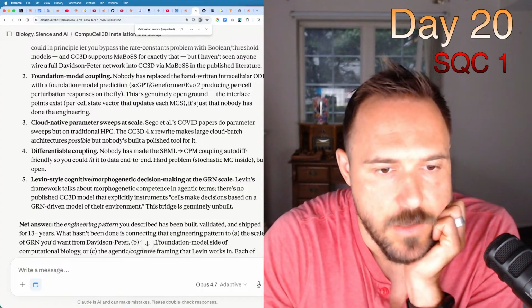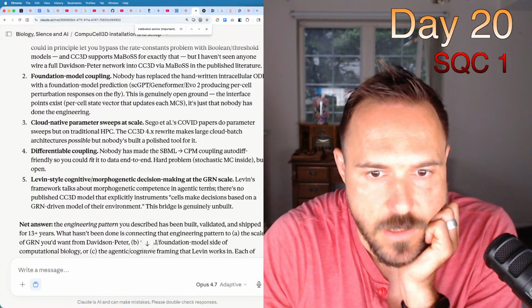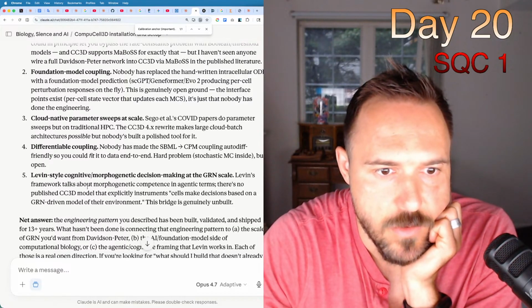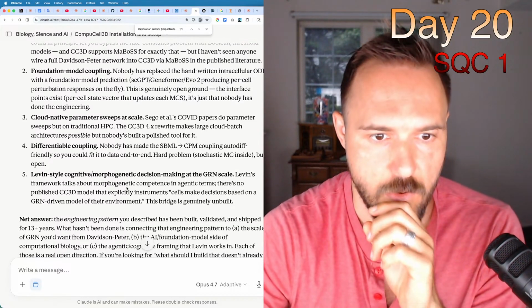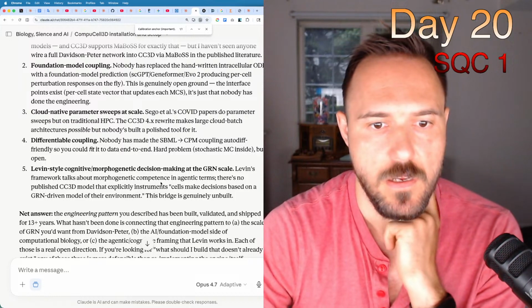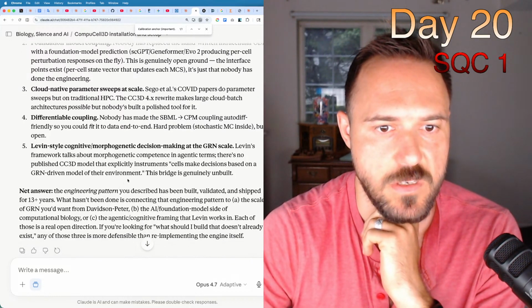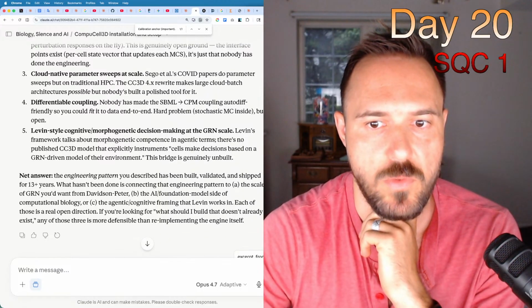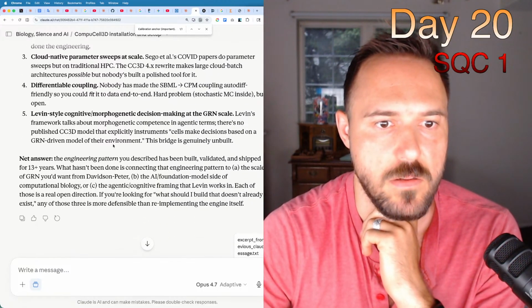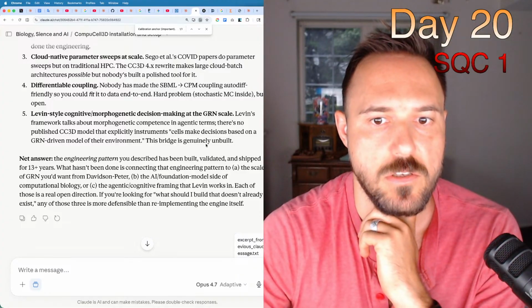Levin-style cognitive morphological decision making at the general scale. Levin's framework talks about morphogenetic competence in agentic terms. There is no published model that explicitly instruments cells making decisions based on a generally driven model of the environment. This gap is generally unbuilt.